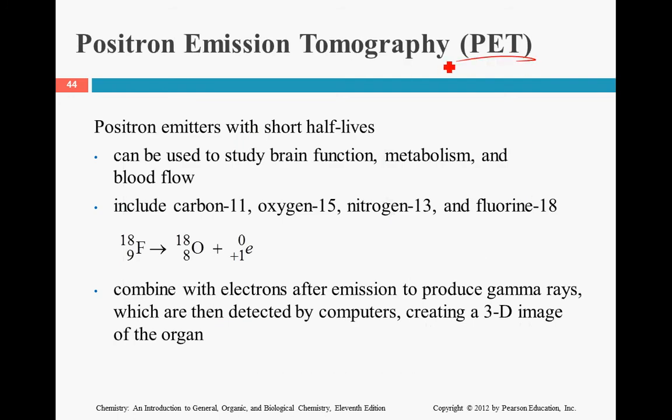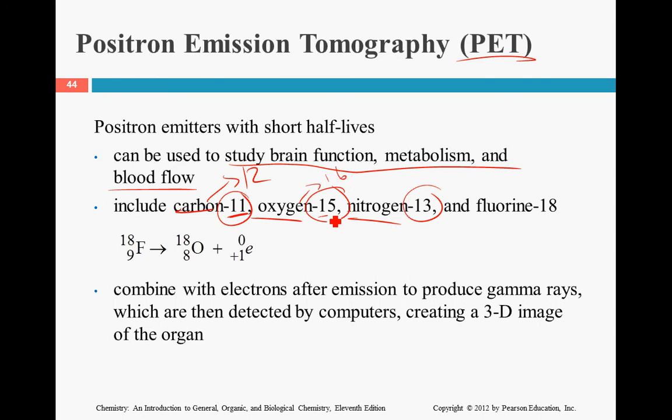PETs, positron emission tomography, use things that have an even shorter half-life. And we use these to study brain function, metabolism, blood flow. Notice that it's still carbon and oxygen and nitrogen, things that are in our body anyway. But the mass is off. Usually carbon is 12. However, this is carbon-11. Usually oxygen is 16. This is oxygen-15. So they're slightly off.